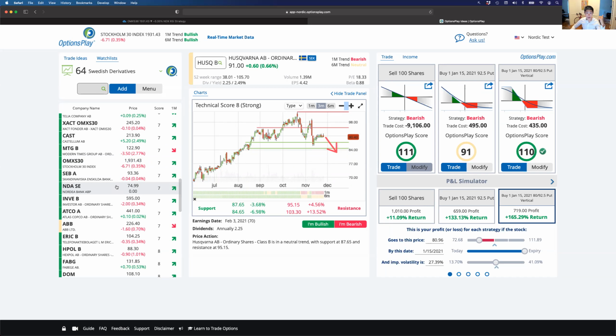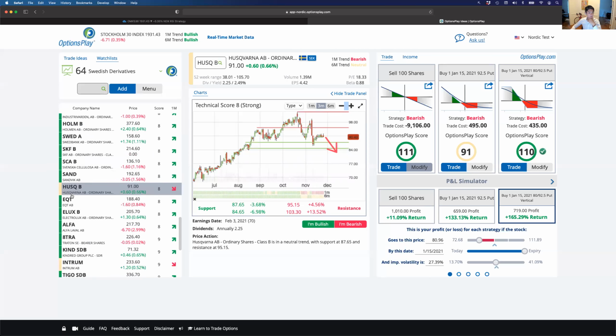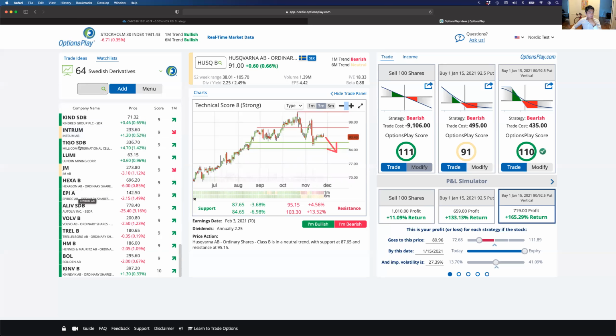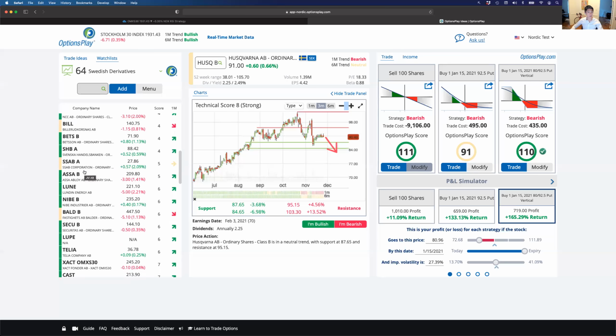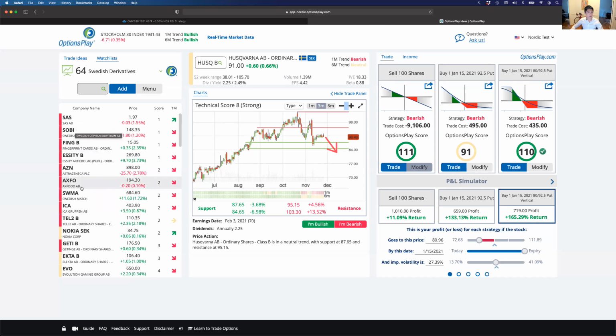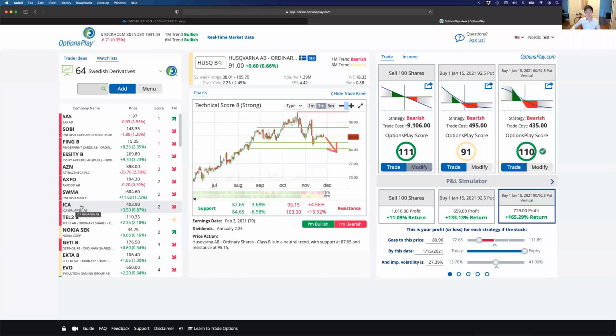Anything with a high score but a red or yellow across the board, like ABB, like Husqvarna, like Intrum, JM. These are all stocks that are strong but starting to turn around. So I can quickly visually look for these without having to go one by one down the watch list to see which ones have bullish or bearish opportunities. And then if I'm looking for bearish opportunities, I can quickly scroll down to the bottom of the watch list: Swedish Match, Axfood, AstraZeneca, FingB. All of these are stocks that are bearish and are underperforming the broader markets.